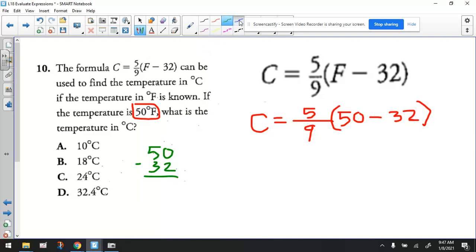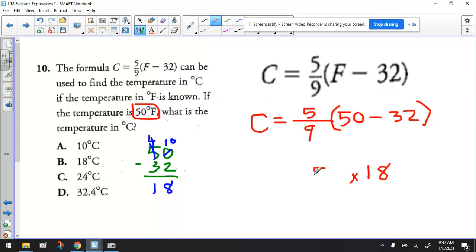All right, so we can't take 2 away from nothing, so we have to rename. This will become a 10. So this minus this would be 8, and this minus this would be 1. So here's what we know. We know that 50 minus 32 is 18. So really what we have to do is take 18, I'm going to move this down just a touch, and we're multiplying that with 5/9.